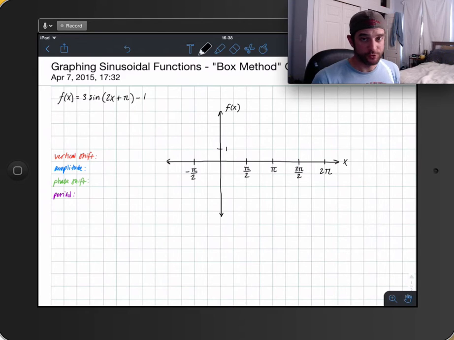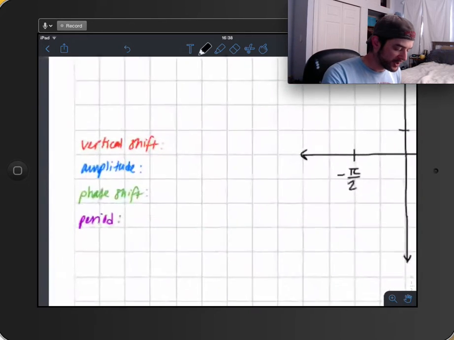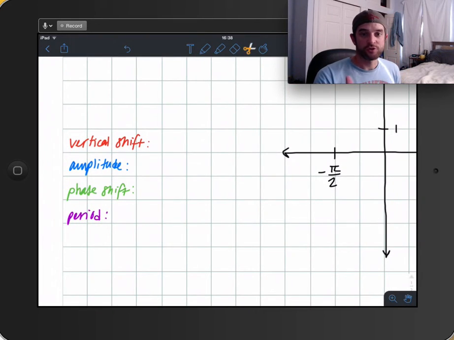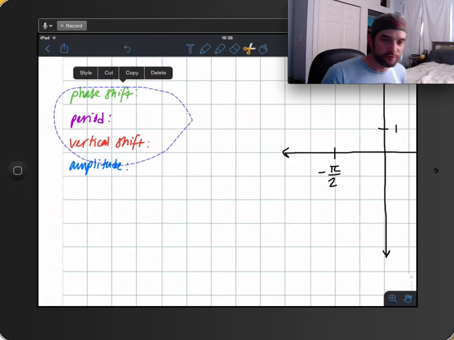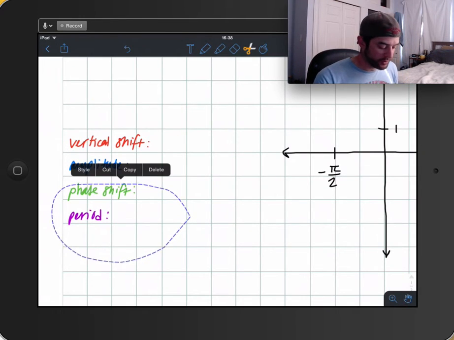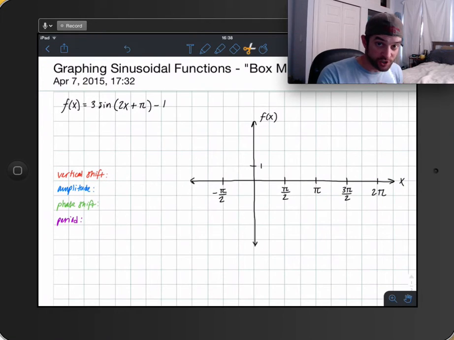And the transformations are vertical shift, amplitude, phase shift, which is sometimes called horizontal shift, and period. Vertical shift and amplitude are your vertical transformations, and phase shift and period are your horizontal transformations. It matters what order you go in, as long as you do the shift before the accompanying transformation in the accompanying direction. You can do vertical shift, amplitude, then phase shift and period, or phase shift, period, and then vertical shift, amplitude. I prefer this order, but you may prefer the other. But you have to do the shift before the other transformation that goes along with it.